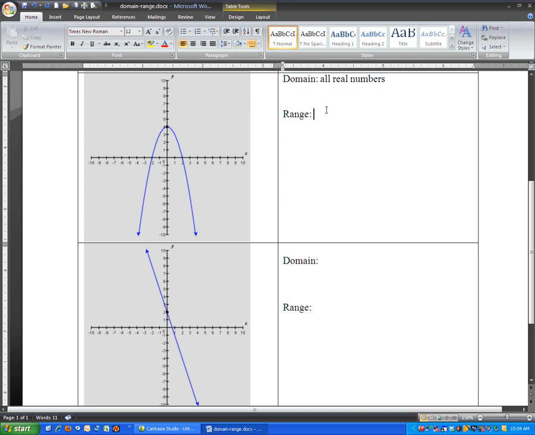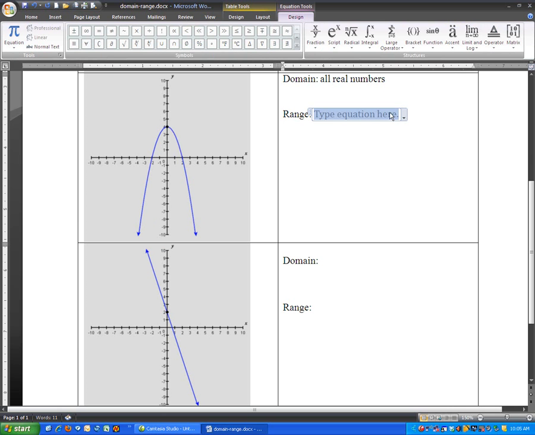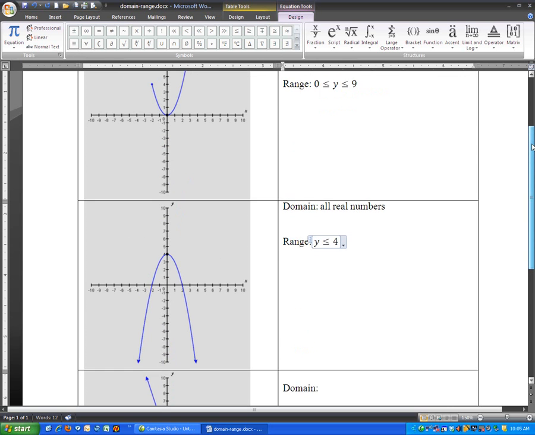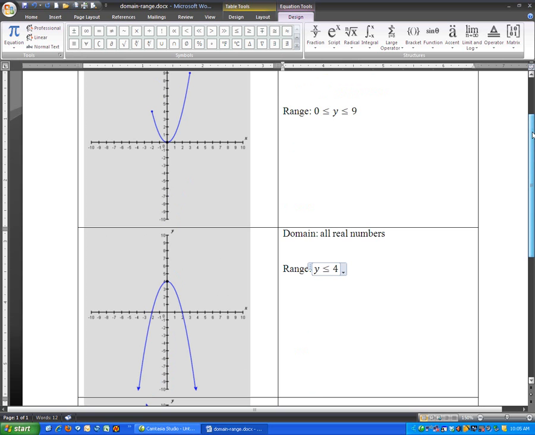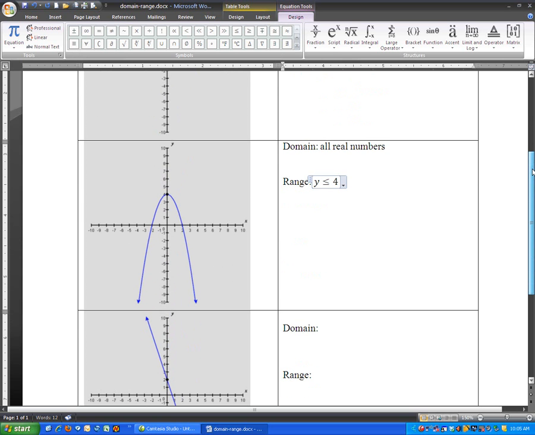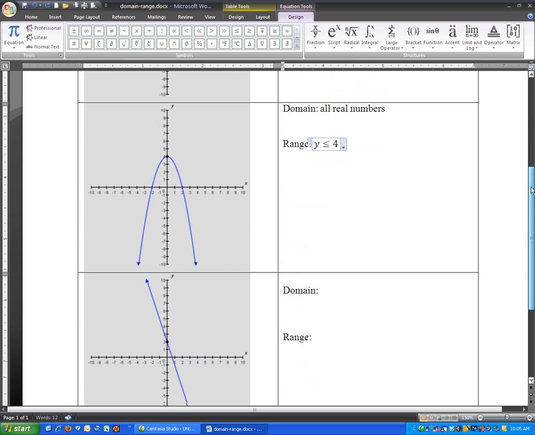Range, on the other hand, our lowest y value, we go down forever. We go down to negative infinity. And our highest y value is 4. So the easiest way to write that, I think, is I would just write y can be any number as long as it's less than or equal to 4. See the difference between those two? The first one had dots on it, which means the graph stops. It doesn't go forever. This one, however, has arrows, which means it goes forever.